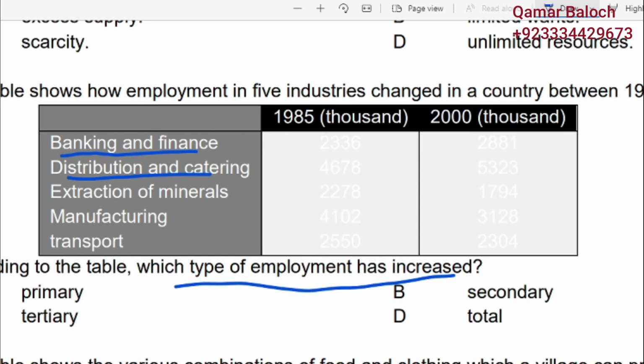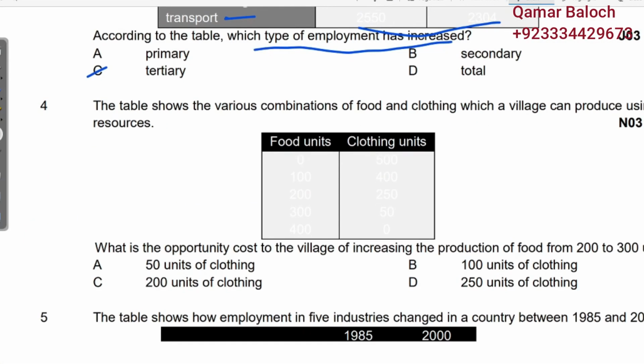So you can basically evaluate these figures, and these are increasing in case of tertiary sector. Transport is also a tertiary sector, so you should consider this one as well. So once you use these figures, you will find that tertiary sector employment is increasing.